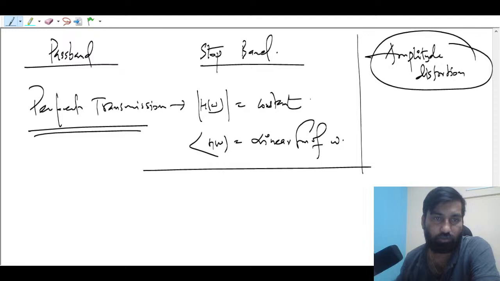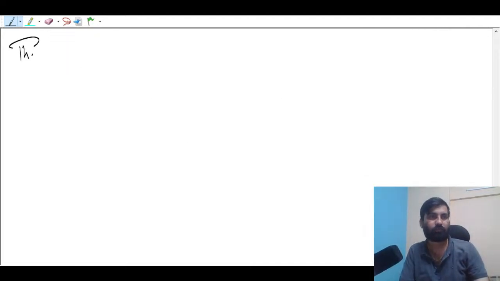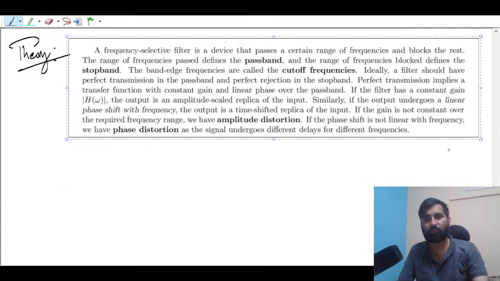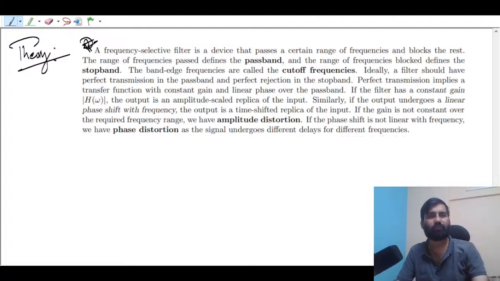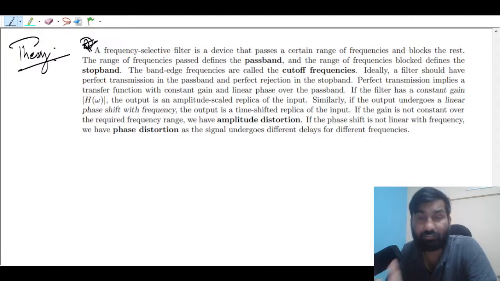So I will just cut this and paste it here so that you can understand. What I have just told you, you can just read in this theory. And I have shared the book as well, so you can go through that. So again, let me go through this. This is an important line. Everything is highlighted.